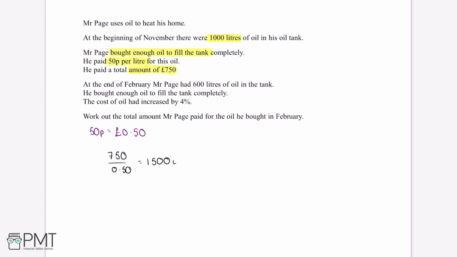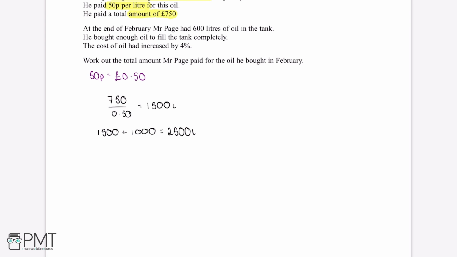So what we've just worked out is that it takes 1,500 litres to completely fill this tank, given that there's already 1,000 litres of oil in the tank. So what this means is that the total number of litres in this tank is 1,500 plus 1,000, which means the total amount of oil that this tank can hold is 2,500 litres.